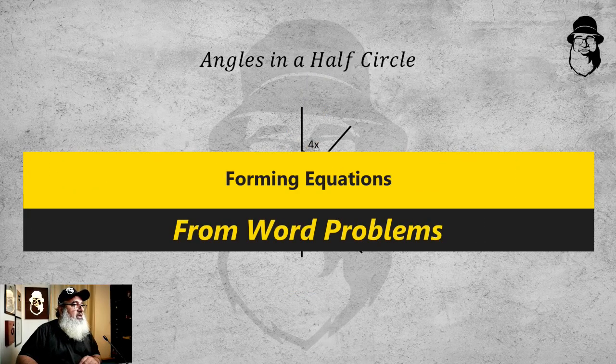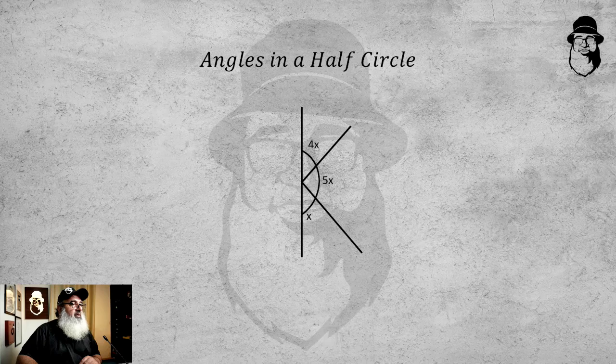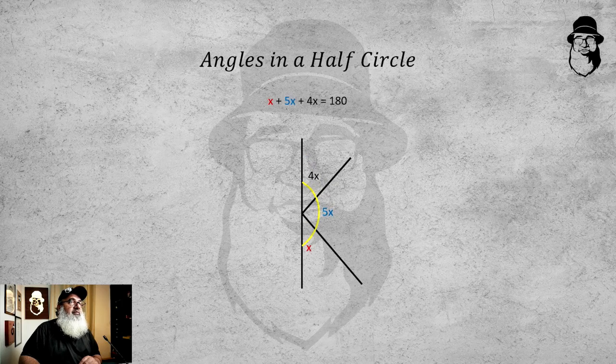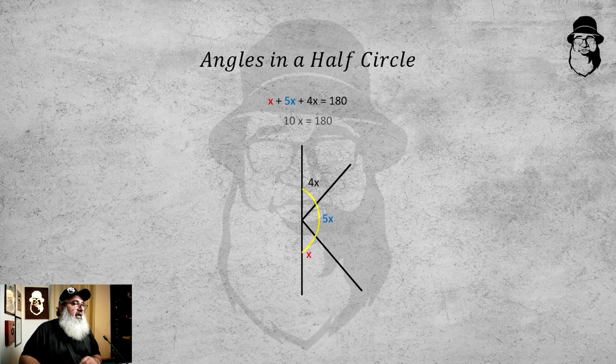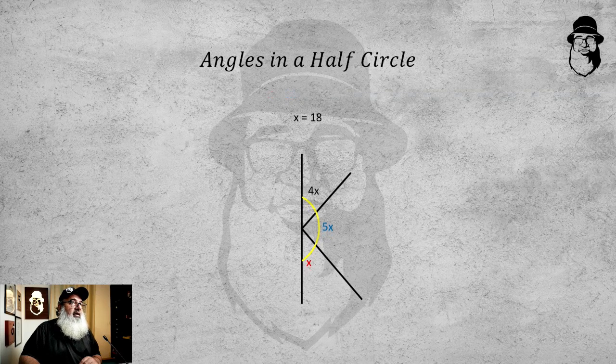Here, if the question is find the angles, we see that the angles form a half circle, so they make a total of 180 degrees. So x plus 5x plus 4x is equal to 180 and 10x is equal to 180, so x is equal to 18. Now we got x, we can get the angles that are x, 5x and 4x.